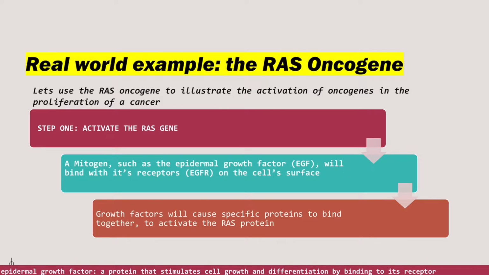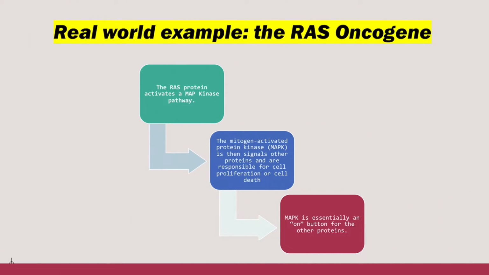A cell receives a signal from the epidermal growth factor, which binds to and stimulates its receptor, the EGFR. This results in the activation of the RAS protein, which signals the activation of something called a mitogen-activated protein kinase pathway. The MAPK pathway is essentially the on button for other proteins that are responsible for cell proliferation or death. Normally, it can be switched back off.